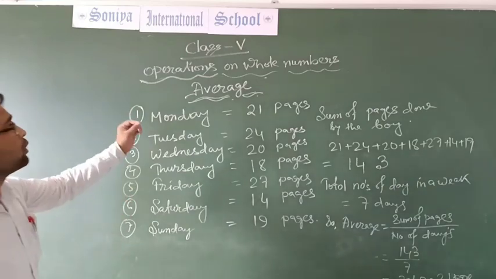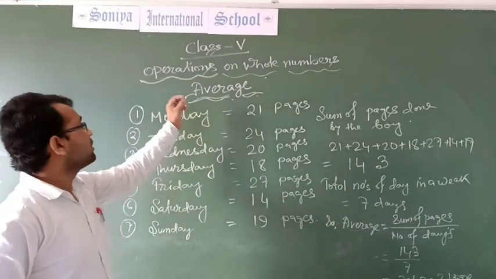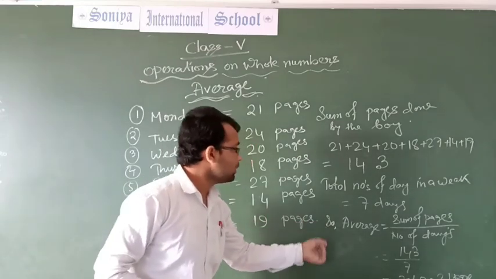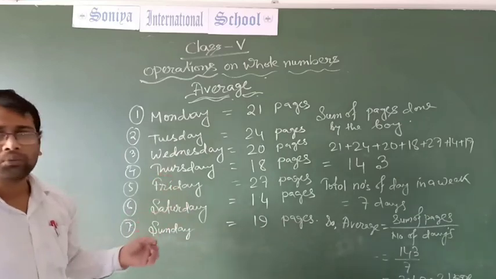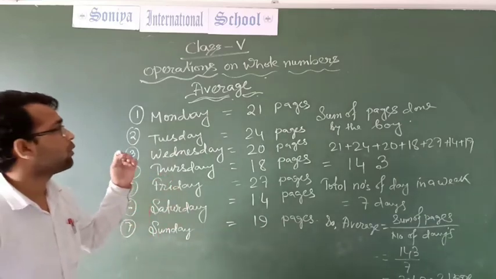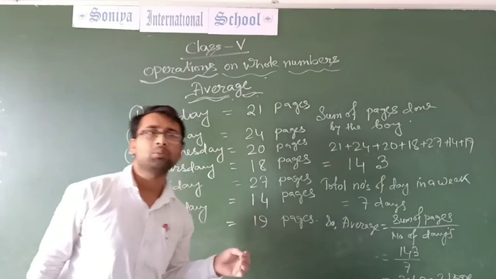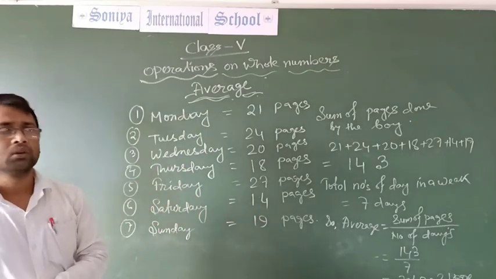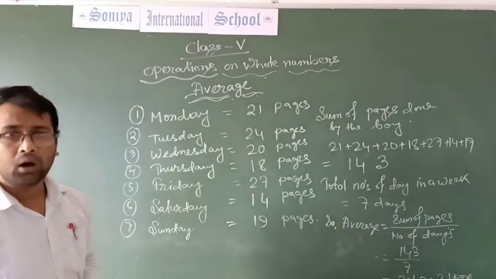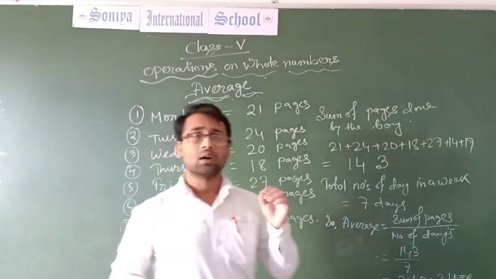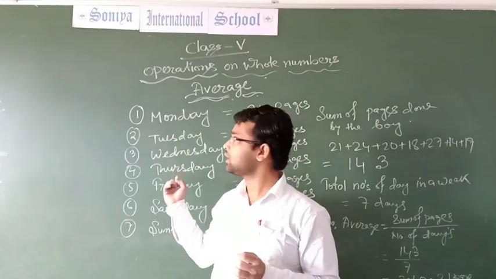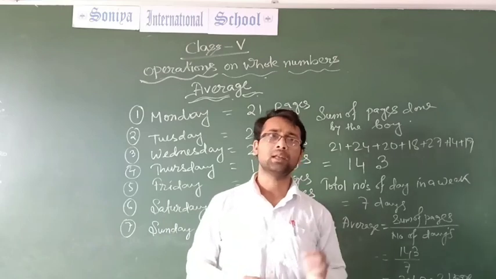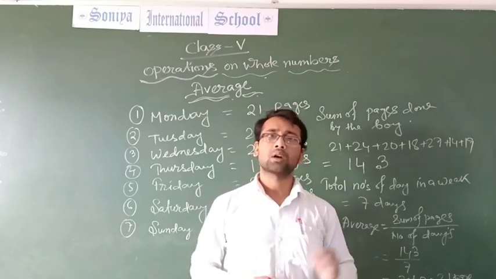So how do we define average? You define average as the sum of all quantities divided by the total number of quantities. Is that clear? Okay, so I hope you understood these chapters. If you have any doubt, use the comment section.